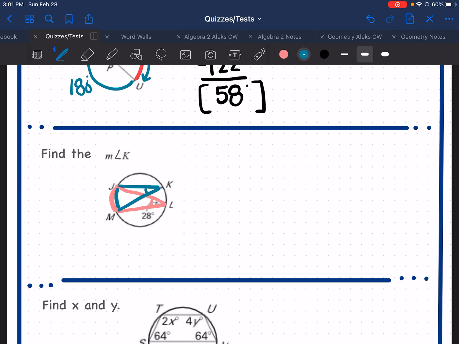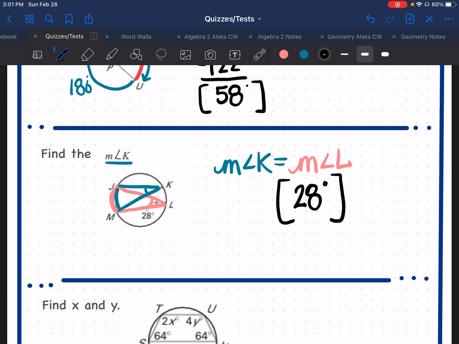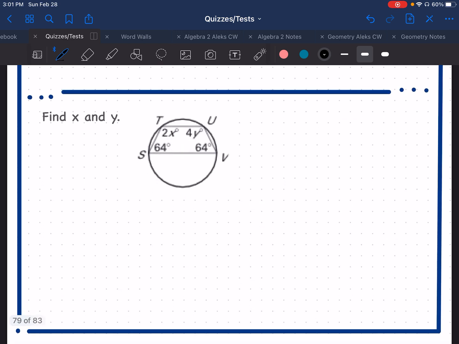There it is. Angle K, which is this one right here, the measure of angle K is equal to the measure of angle L, which is 28 degrees. Man, that was easy. All right.